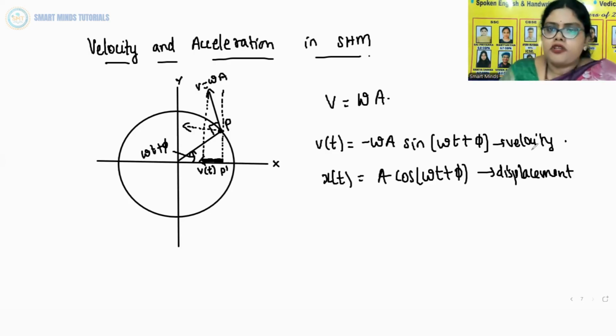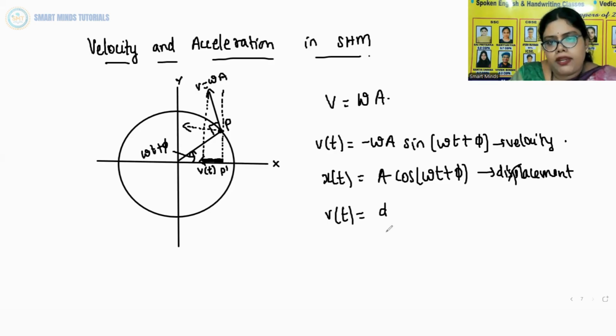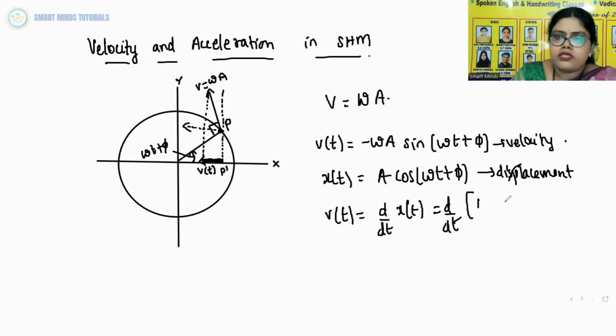So we can of course obtain this equation without using geometrical argument, directly by differentiating this x of t with respect to t. So you will get v of t is equal to d by dt of x of t, that is equal to d by dt of A cos omega t plus phi.